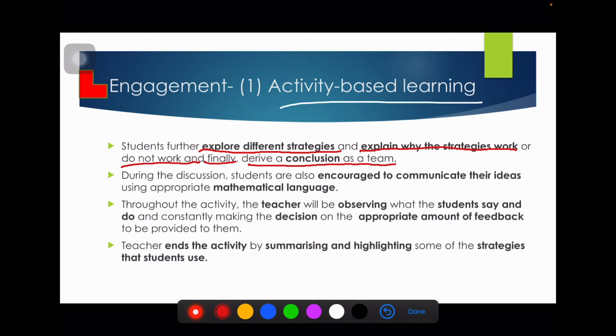During discussion, students are also encouraged to communicate their ideas using appropriate mathematical language. That's why it's important that you introduce the mathematical language as early as possible, like using sides and vertex, edges and faces and vertices, centimeter, square centimeter, cubic centimeter, and so on. So that they can use the correct mathematical language when they explain things or occurrences or problem solving things.